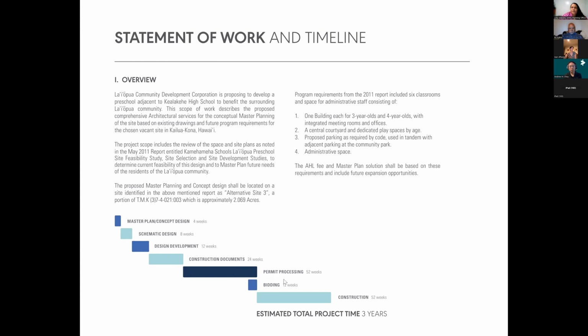And permitting is taking around 1 year right now. During that time, towards the end of that process, there'll be a bidding period where a contractor will be selected. And then the construction is anticipated to last about a year. So the overall project duration is anticipated to take 3 years.